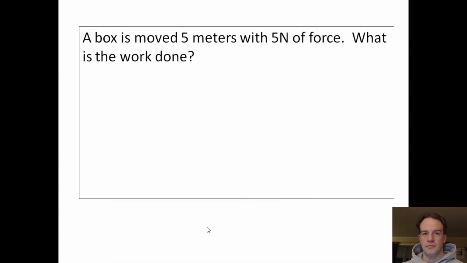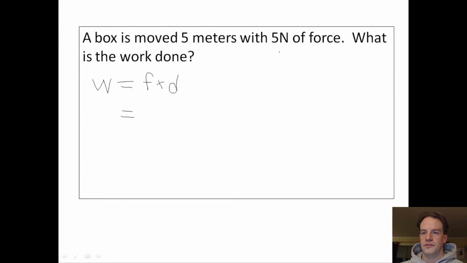Let's try some practice problems. A box is moved 5 meters with 5 newtons of force. What is the work done? Let's take a look. We can put in work equals force multiplied by the distance.